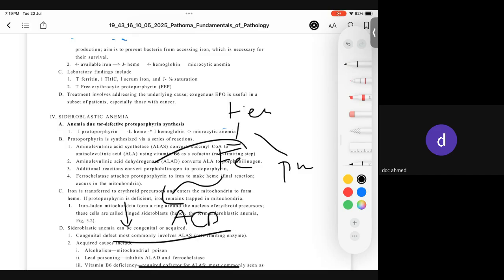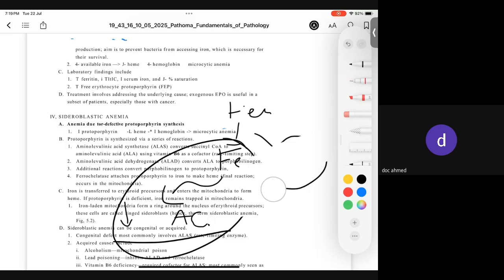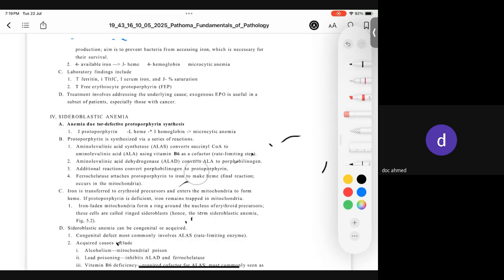It can give us iron deficiency anemia. Now let's come towards protoporphyrin. But before discussing protoporphyrin, you should know the pathway of how protoporphyrin is made.